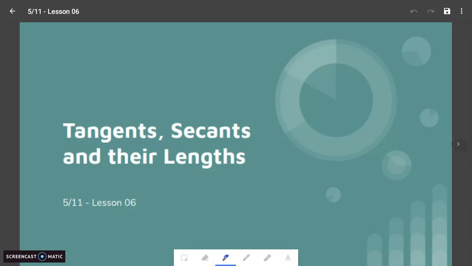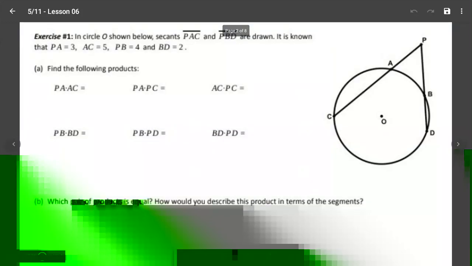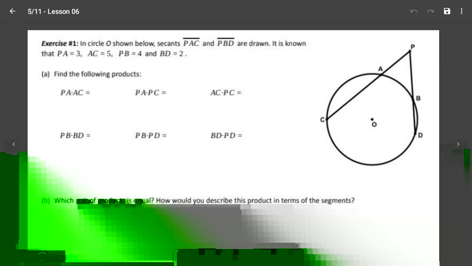Hi guys, in this video we're going to look through lesson 6. So we're really going to talk about tangents, secants, and their lengths. What I would like you to do for this first exercise is find the following products.